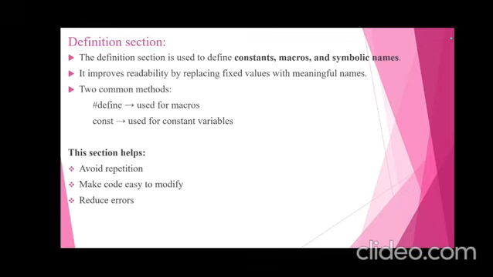The definition section is used to define constants, macros and symbolic names. It means in this section, we define fixed values and meaningful names that will be used throughout the program. So, it improves readability by replacing fixed values with meaningful names. It means instead of using numbers directly in the code, we use names, which makes the program easier to understand.